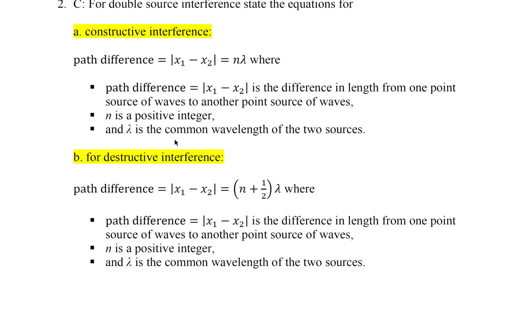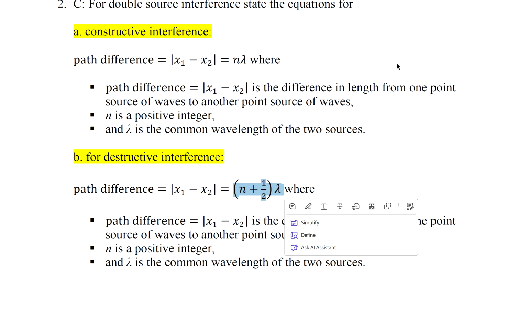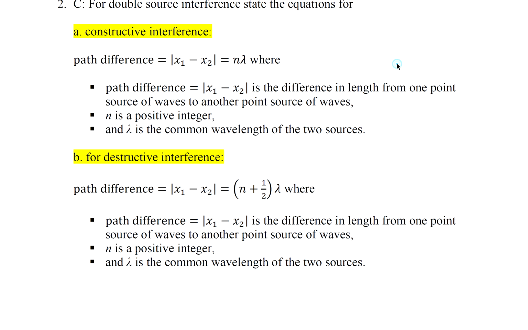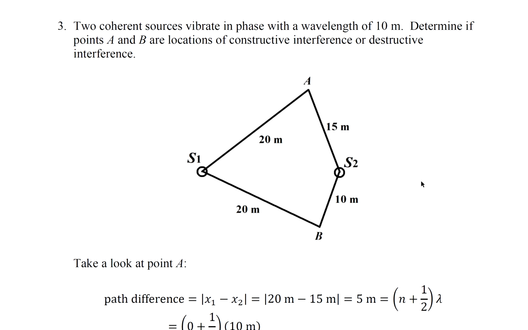Where we have location for destructive interference, it's when the path difference is equal to n plus 1/2 lambda. So we have an n lambda on the right side for constructive, and an n plus 1/2 lambda on the right side for destructive. Okay. Let's try to apply those two equations. Two coherent sources vibrate in phase with a wavelength of 10 meters. So we have source 1, source 2 in this image.